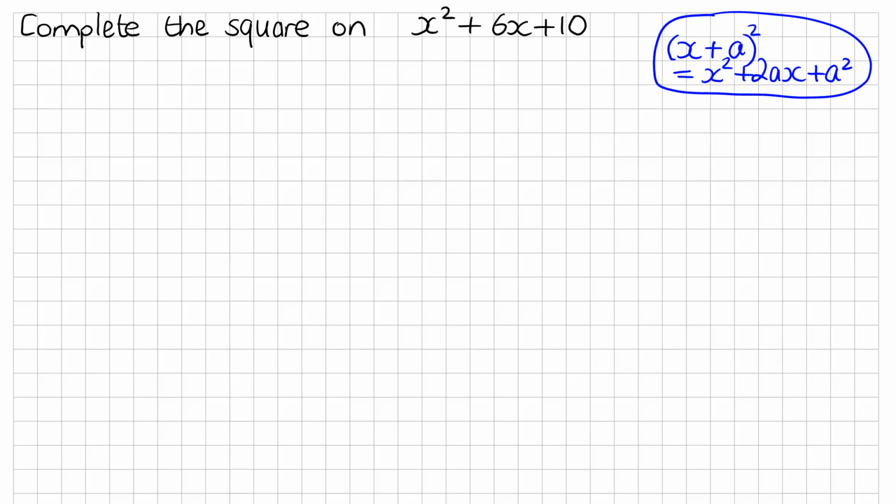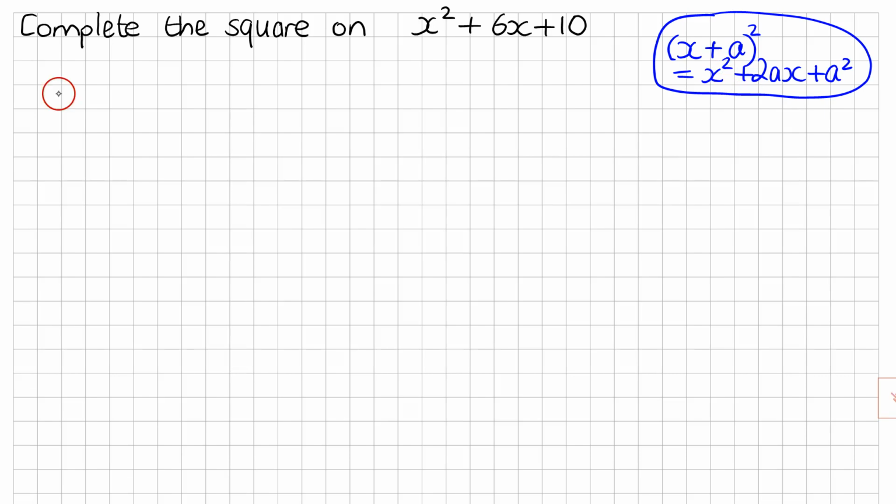Okay, so we're going to complete the square on x squared plus 6x plus 10. And we're going to make use of our perfect square that we've used lots of times already, which says that (x plus a) all squared means I square the first, giving me x squared, twice the product, giving me 2ax, and then the square in the last, giving me a squared. Okay, so we're going to use this process, but we're going to try and work it in reverse.